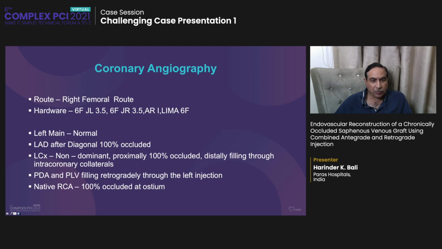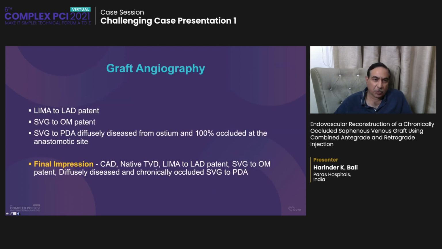Native right coronary was 100% occluded at ostium. Posterior descending artery and PLV were filling retrogradely through the left injection. Graft angiography showed that the LIMA to LAD was patent, SVG to obtuse marginal was patent, but SVG to PDA was diffusely diseased from ostium and was 100% occluded at the anastomotic site. So the final impression was coronary artery disease, native 3-vessel disease, LIMA to LAD patent, SVG to obtuse marginal patent, diffusely diseased and chronically occluded SVG to PDA.